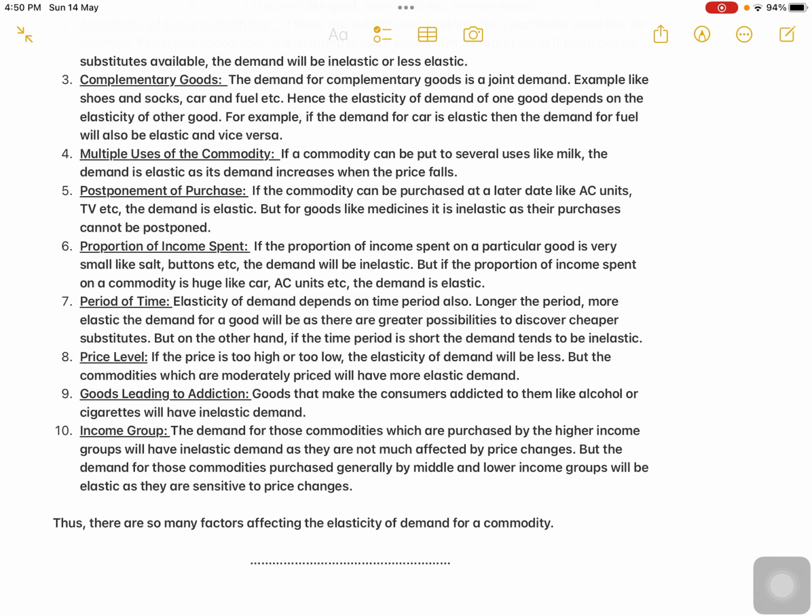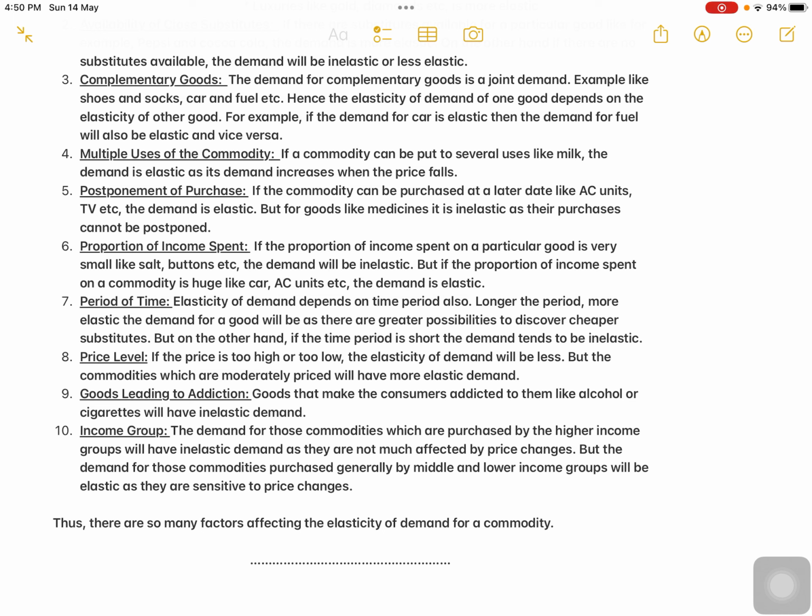And finally, income group. Just like price level, we have different categories of income groups: higher income groups, middle and low income groups. The higher income group, they are not bothered. They are the richer section, the cream section of the population. They are not bothered if the price rises. But who is affected more because of the increase in the price? Only the middle and lower income groups, not the richer.